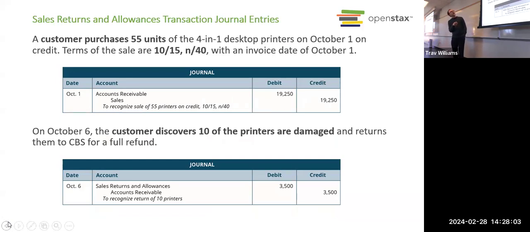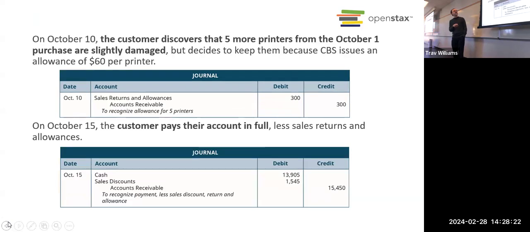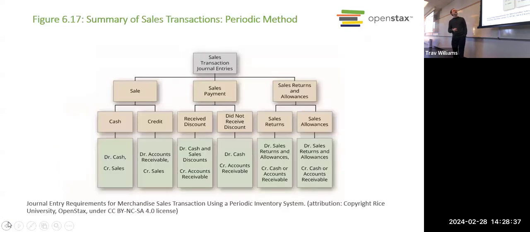Okay, then a customer buys some units from us. They haven't paid us yet. Again, they do a return. We need to get better quality control of our products, I think. We're getting a lot of returns and allowances. So we debit sales returns and allowances, credit accounts receivable. Here we give them an allowance, same thing, right? Same as the return. And then they do get a discount because they paid within the window. Same process that we're used to.